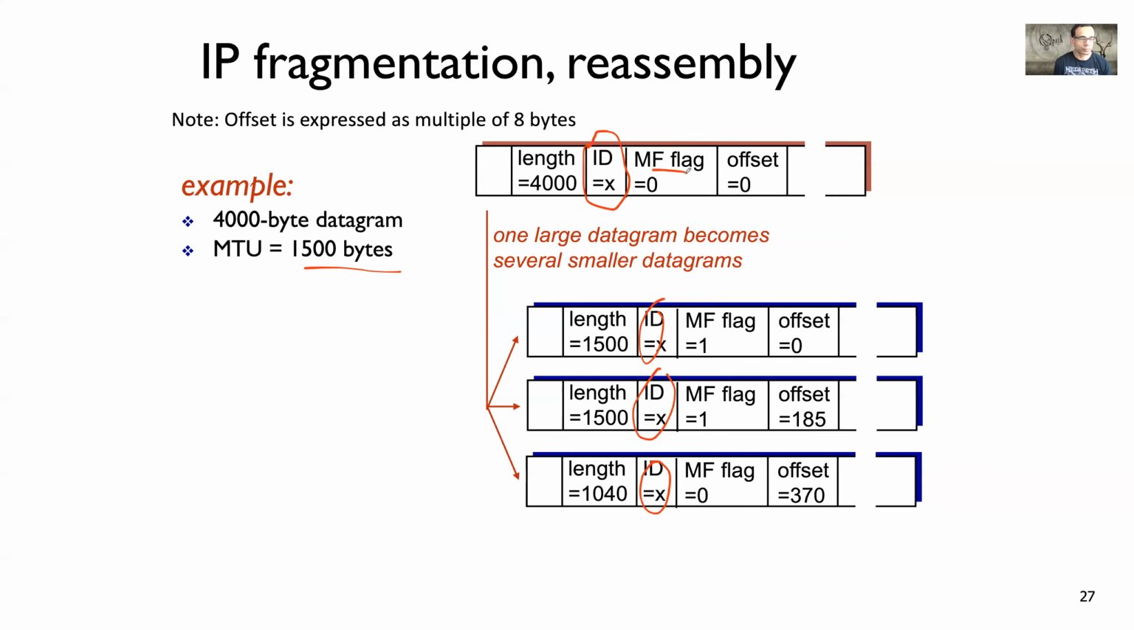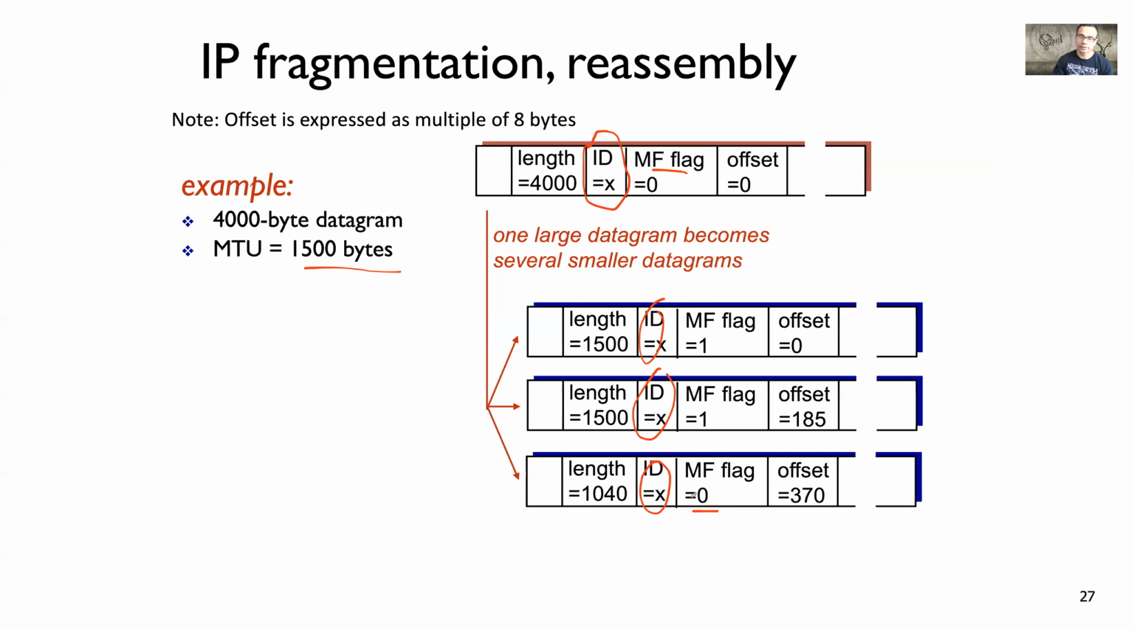Next, we have what's called the MF flag, the more fragments flag. This is set to 1 for all fragments except the last. So again, when the recipient sees all these fragments, it needs to wait for a fragment that has this flag set to 0 in order to know that it has now received all the fragments.